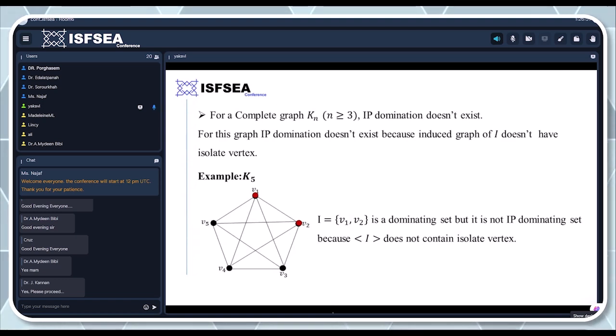From this, we conclude that every IPD set is a dominating set, but the converse may not be true. K5 is one of the examples for these conditions. Next, we have the results for the special graphs.